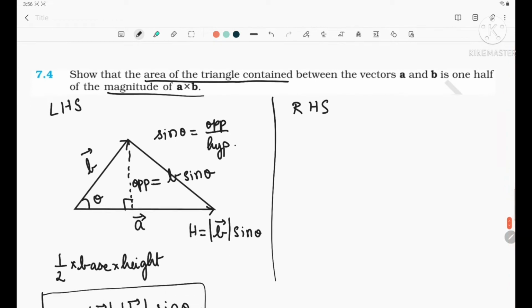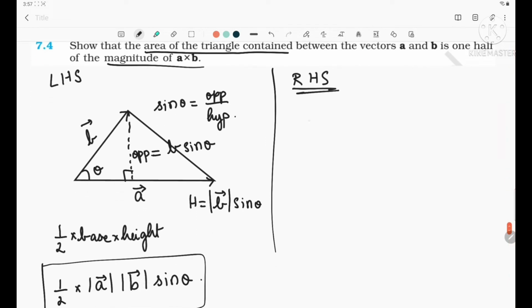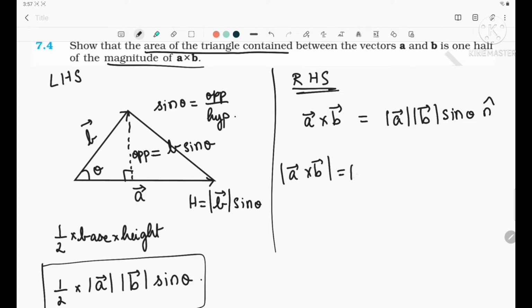Now what do we have on the right hand side? We need a cross b and the magnitude of it. So what will be the magnitude of a cross b? First let us say what a cross b is. So a cross b will be modulus of a, modulus of b, sine theta into n cap. What is n cap here? n is the direction of the vector which is the product of a cross b. So if you take the magnitude of a cross b, you will get modulus of a, modulus of b and sine theta. n cap is a unit vector, so its magnitude is 1.